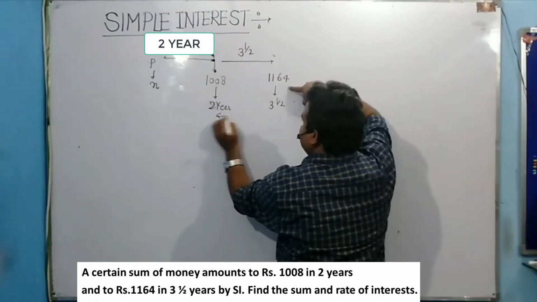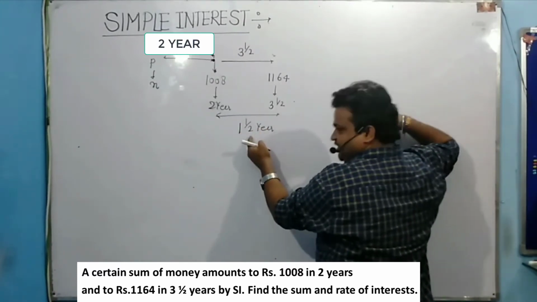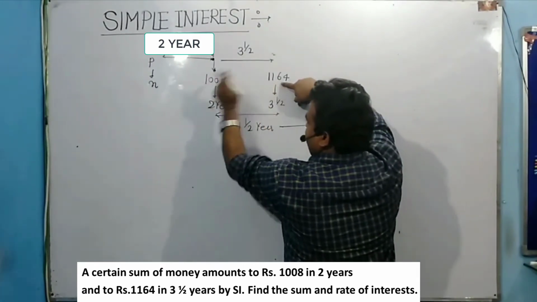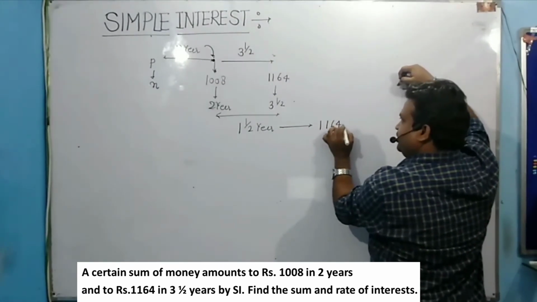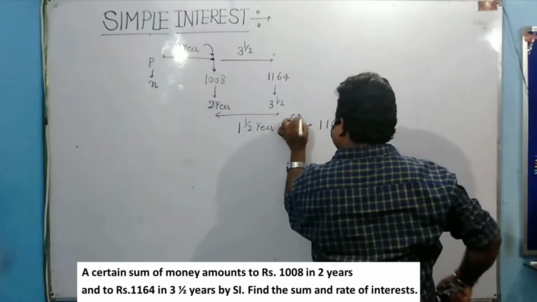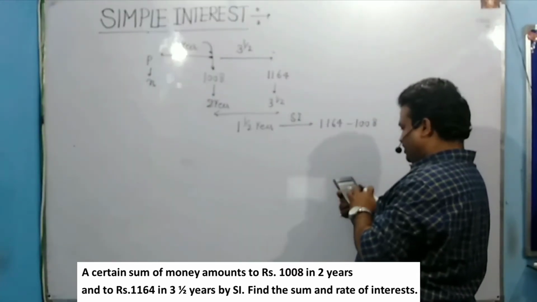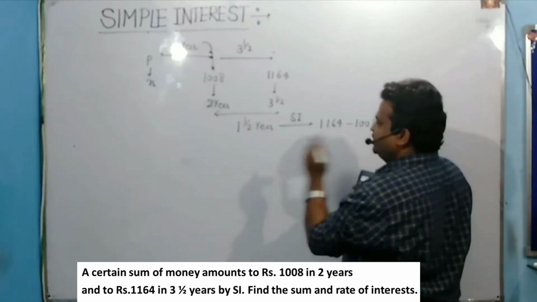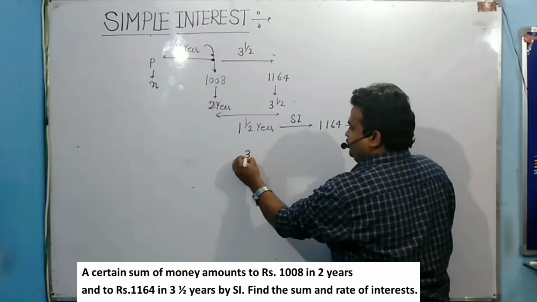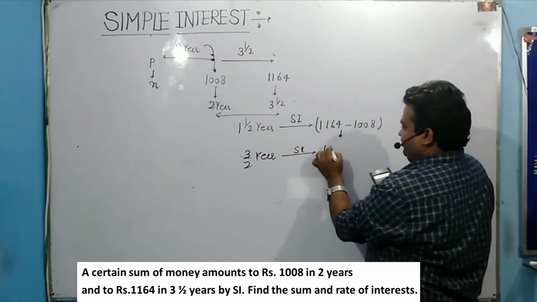So what is the difference? The difference is 1.5 years. In 1.5 years, the amount is the simple interest: 1164 minus 1008. So this is the simple interest in 1.5 years. 1164 minus 1008 gives 156. So in 3 by 2 years, my simple interest is 156.